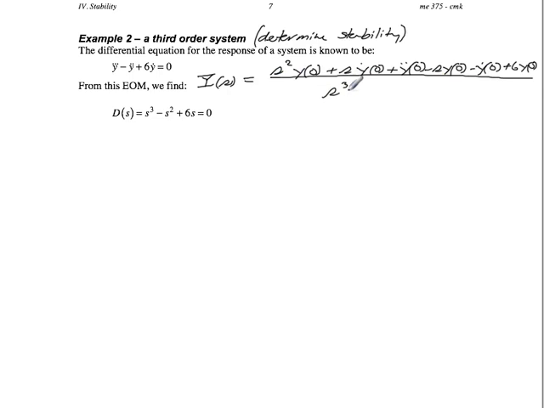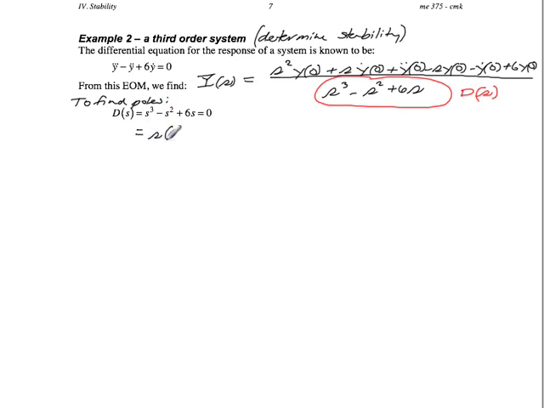To be honest, we don't really care about the precise form of it. What we're really interested in here is the denominator, s cubed minus s squared plus 6s, and that's what we've been calling d of s. We know it's the poles, the roots of d of s, that are important. So to find the poles, we set d equal to 0. That's a third order polynomial in s. It's really not all that hard to solve.